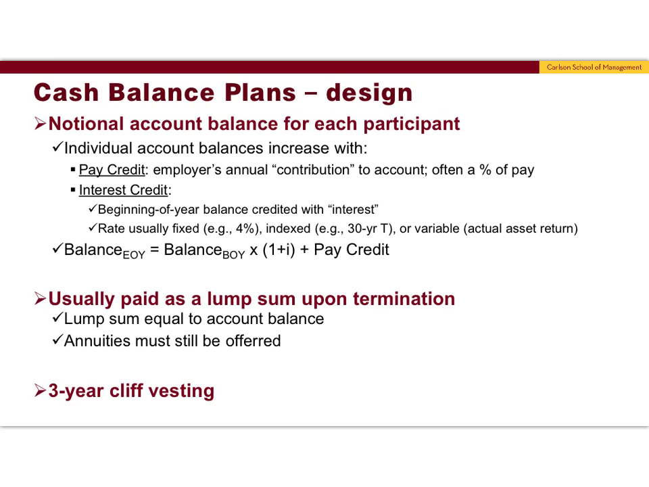The rate credited to the account is usually either a fixed rate, like 4% interest, an indexed rate, such as the current 30-year Treasury rate, or a variable rate such as the actual return on the plan's trust investments. Visually, this can be represented by the following equation. The balance at the end of the year is equal to the beginning of year balance multiplied by 1 plus the interest crediting rate, plus the annual pay credit is added to the account balance at year end.